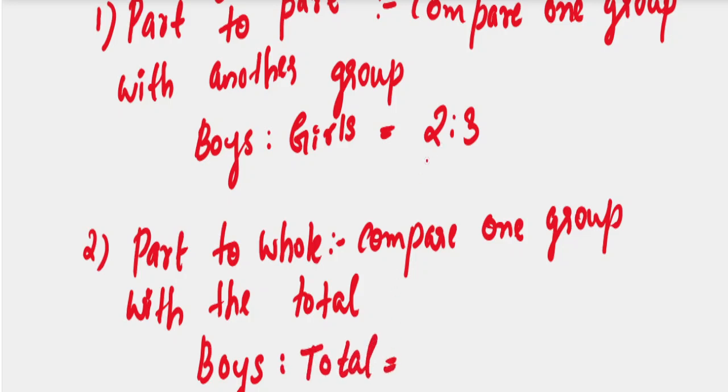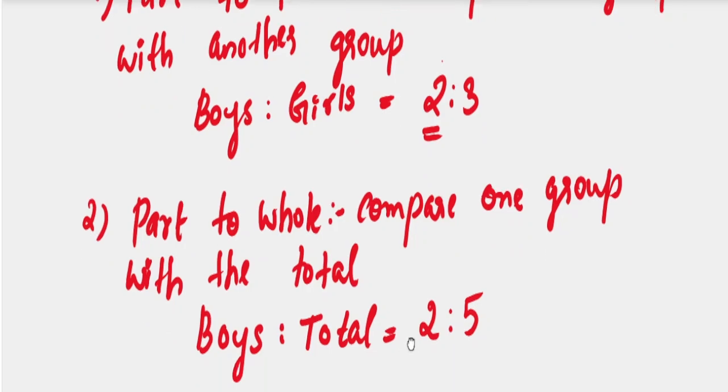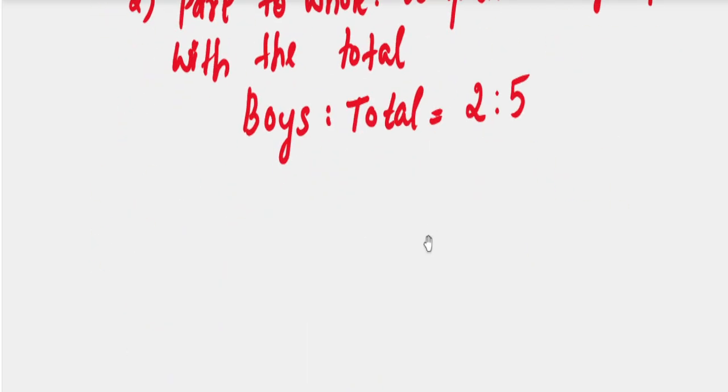We know that boys is 2 parts. What is the total? Here the total is 2 plus 3, right? There are 2 boys and 3 girls, so 2 plus 3, which is 5, is the total part. So boys is to total is 2 is to 5. This is another method of comparing: part to part and part to whole.